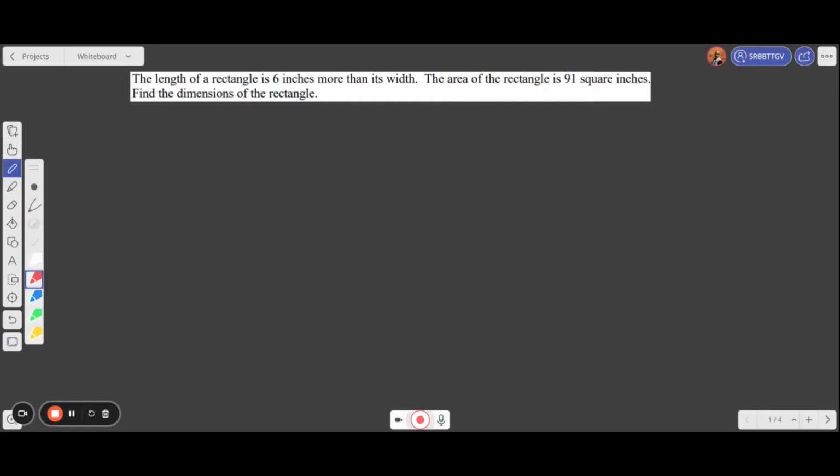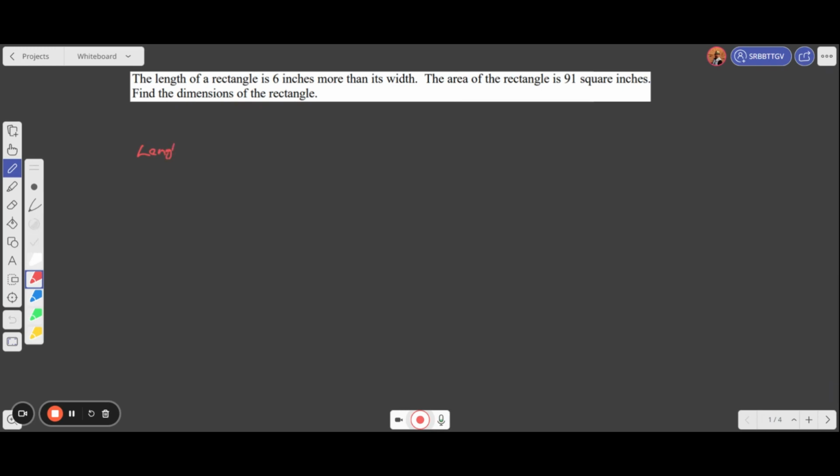Guys, in today's video I'm going to explain a word problem. The length of a rectangle is 6 inches more than its width. The area of the rectangle is 91 square inches. Find the dimensions of the rectangle.